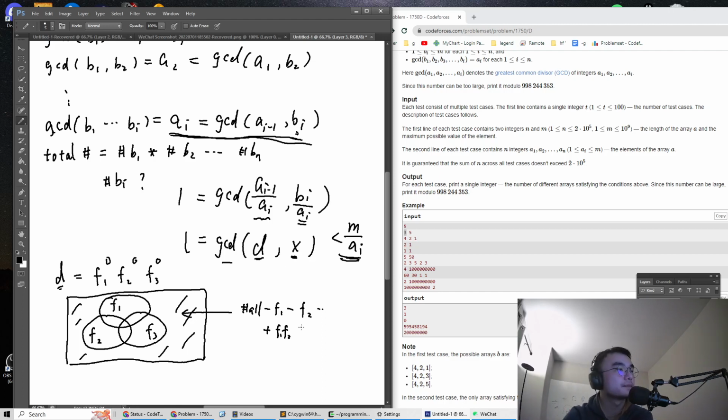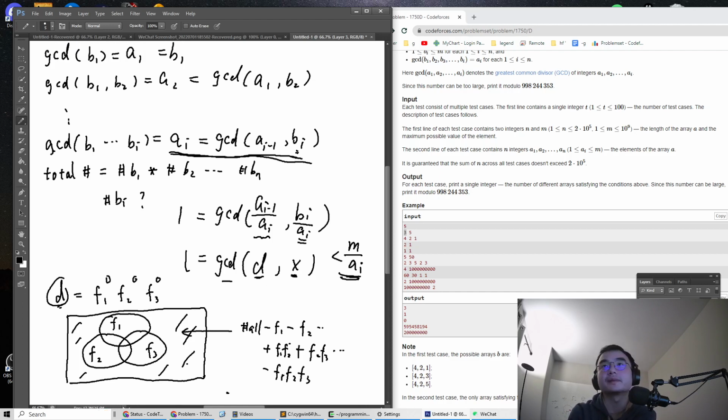And we need to add the number of numbers that are multiples of both f2 and f3, etc. And we subtract the numbers that are multiples of all of f1, f2, and f3, right? And that is it. So that is how we can find the number of coprimes of d, right? And that's how we solve this problem. Thanks for watching.